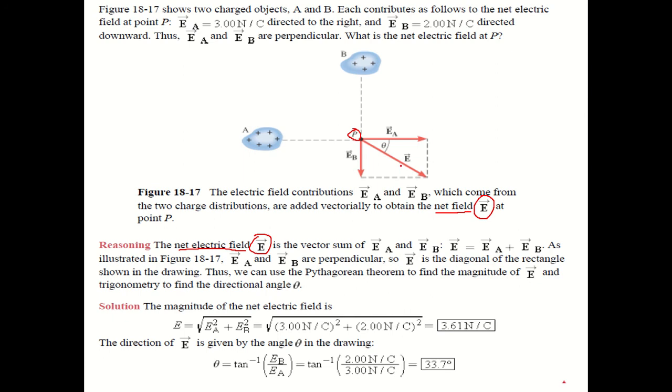Thus, we can use the Pythagorean theorem, because this is triangular. So we can use the Pythagorean theorem to find the magnitude of this net electric field, and trigonometry to find the direction, meaning the angle. When we speak of direction, we are referring to an angle, in this case an angle theta. This angle here.